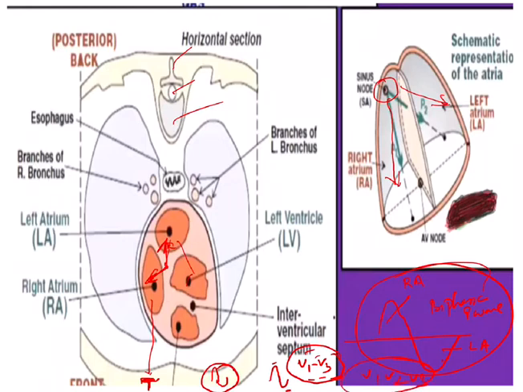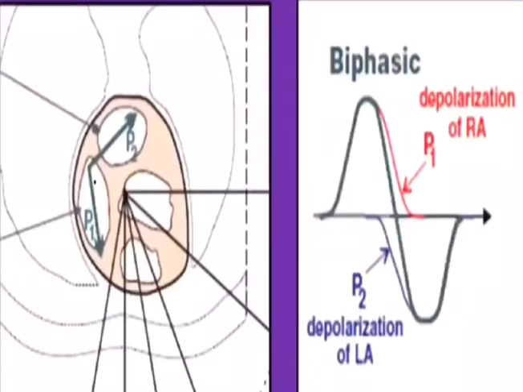Biphasic P wave is very common in V1, V2 and V3. Whenever we see such waves, a biphasic P wave in V1, V2 or V3, we should not get confused that it is any abnormal thing. It is normal. These biphasic P waves are normal in V1, V2 and V3.